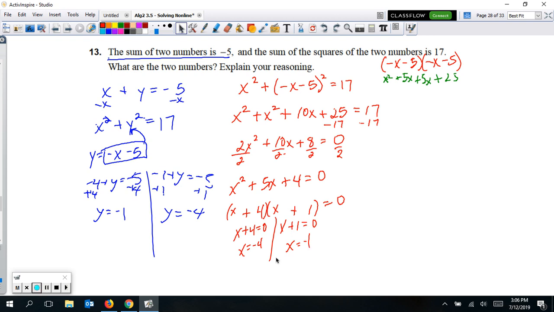So one of the numbers has got to be negative 1. The other number's got to be negative 4. So the sum of them, yes, it does work out. If you add those together, it makes negative 5. If you were to square them, negative 1 squared is 1, negative 4 squared is 16, and 1 plus 16 will give you 17. So that works in what it says up here. So our two answers then are just negative 1 and negative 4.